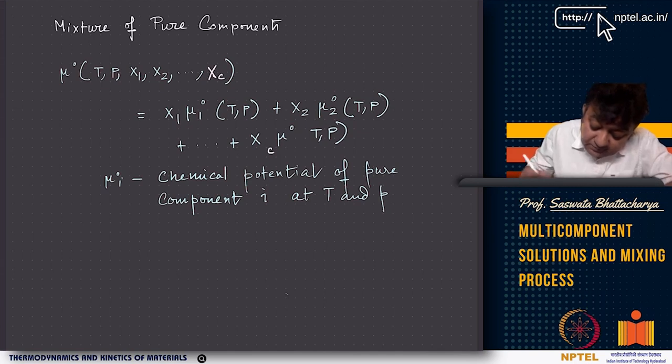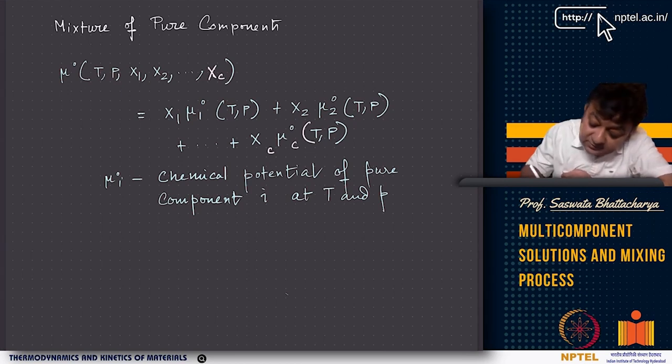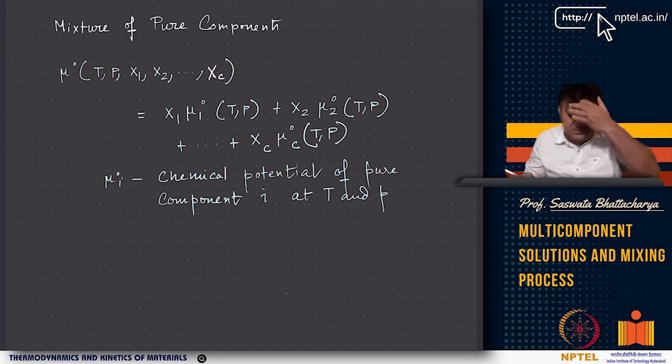So, x1 mu1 0, x2 mu2 0, and you have this term. So, mu0 basically is what I am trying to say. So, this is xc and this is mu c0 at a constant temperature and pressure. Okay, so let me just use the same color. So this becomes XC mu C 0 at the same temperature and pressure, right?